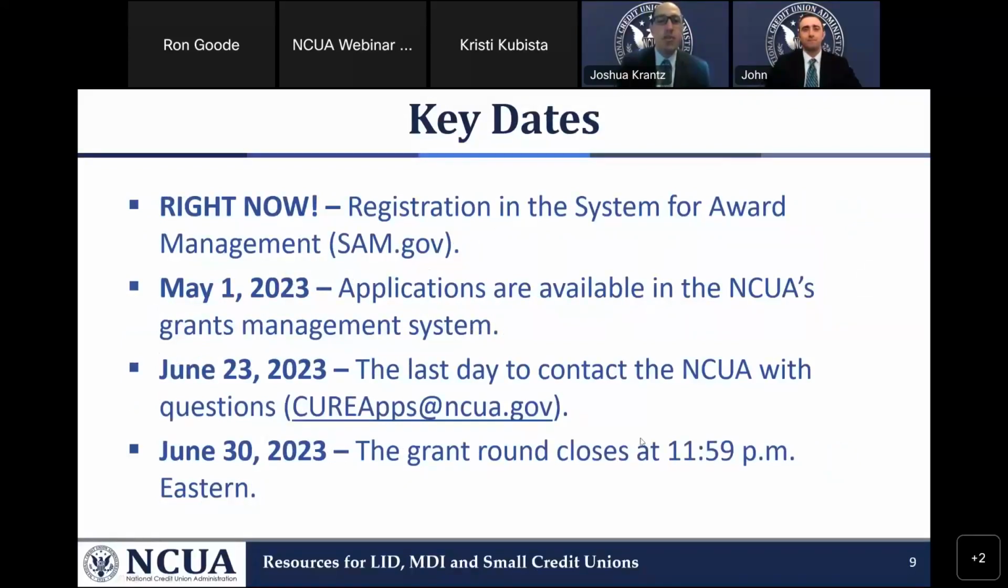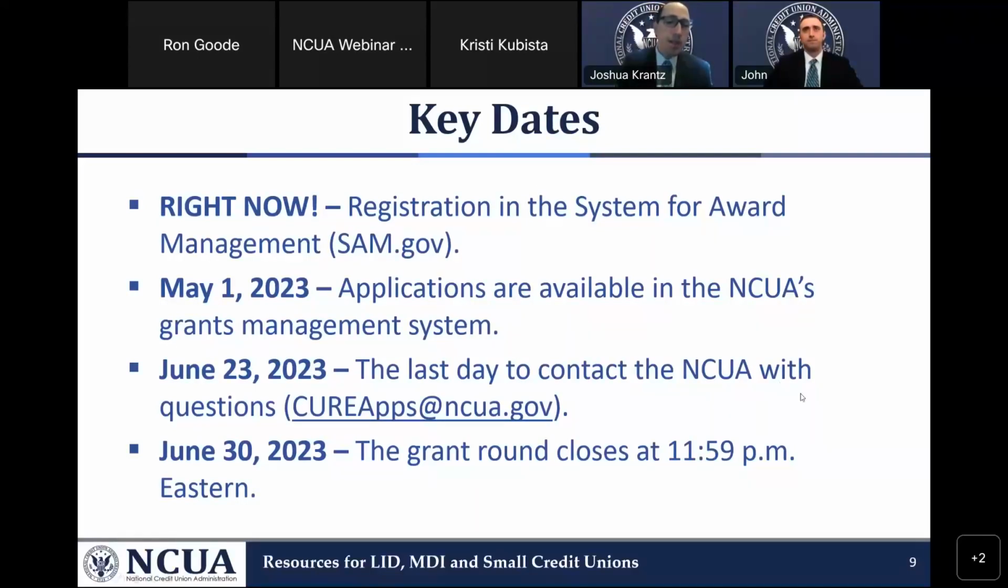Before we get into what the grants are, I just wanted to point out a few key dates. So right now, if you are interested in applying for a grant from the NCUA, you need to make sure that you have an active registration in the System for Award Management, which is SAM. You would log into sam.gov, create an account, and provide SAM with information that will allow you to qualify to participate in not just our program, but funding programs across the federal government.